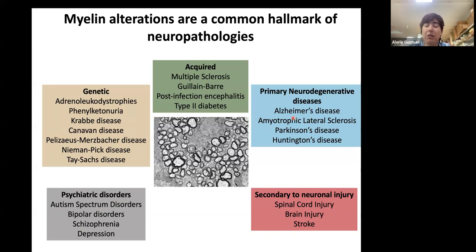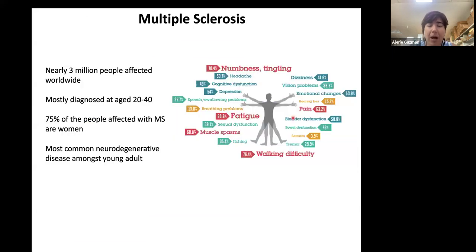For the purpose of this talk, I will center my focus on multiple sclerosis as the prime example of a demyelinating disease where we have an interplay between inflammation and myelin repair. As you all might be aware, multiple sclerosis is the most common neurological disease among young adults, affects nearly 3 million people worldwide, and is usually diagnosed between the ages of 20 and 40. And 75% of the patients with MS are women. It has quite a strong gender bias compared to other diseases.